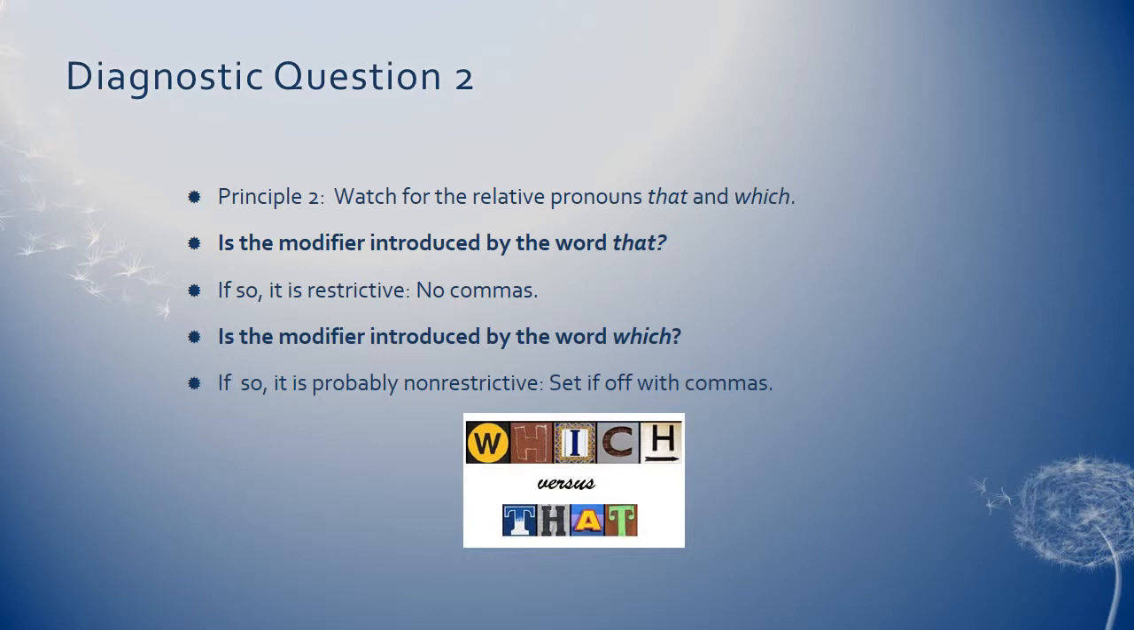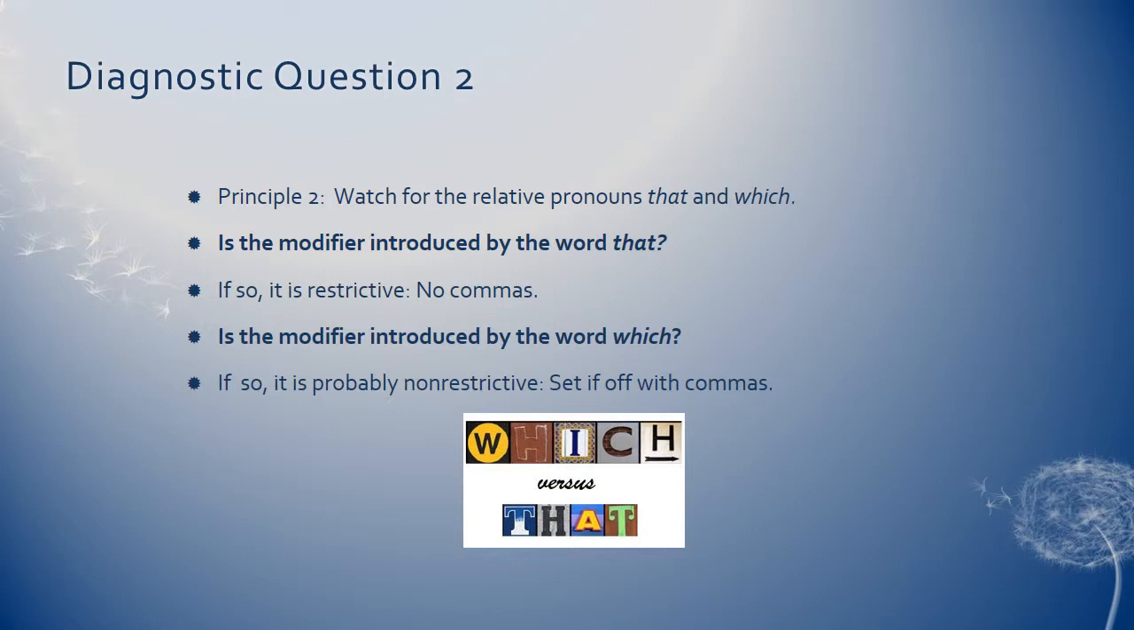Diagnostic question 2, starting with the principle. Watch for the relative pronouns that and which. Is the modifier introduced by the word that? If so, it is restrictive. No comma necessary before the relative pronoun that. Is the modifier introduced by the word which? If so, it is probably non-restrictive. Set it off with commas.